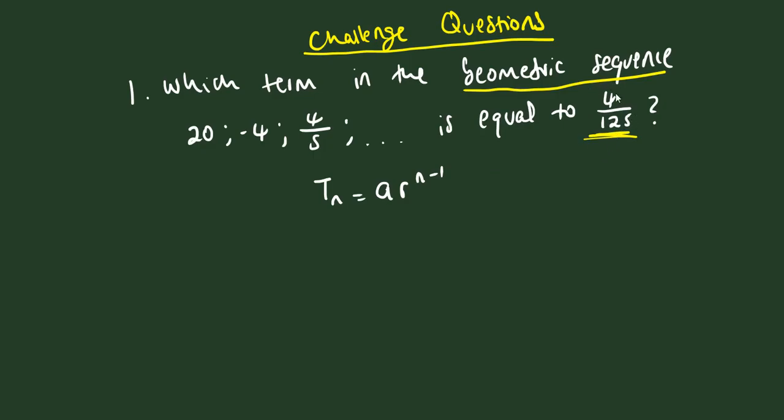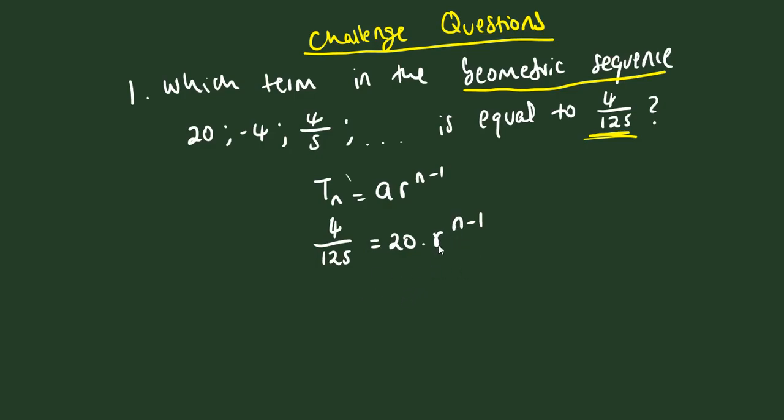Because here you are given the term itself, you want the position, you want n. You are given this term itself, which is 4 over 125. So you're going to write 4 over 125 is equal to, remember, a is the first term, which is 20, then multiplied by r, and then you don't know the position in which this term is. You want n, that is the one that you want. If you watched my previous video, then you will understand much better about n and Tn.